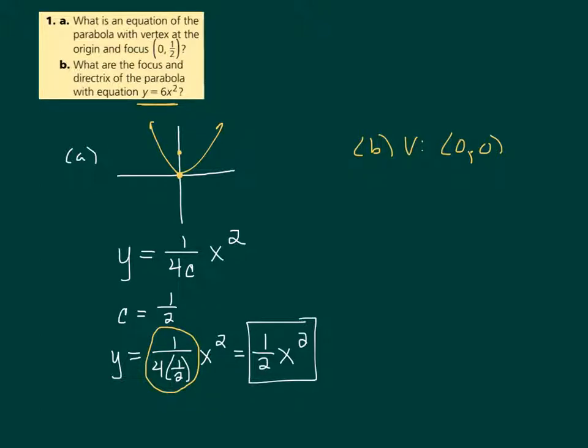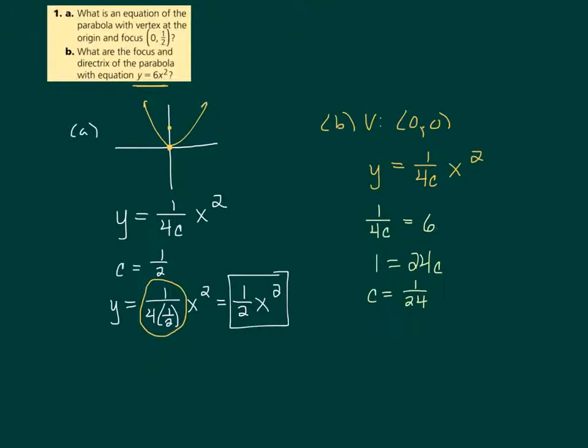But knowing what we know, it's got the same general form as in part A. Y equals 1 over 4c x squared. So what can we do? We can say that 1 over 4c in our particular example here should be 6. So we solve this. We get 1 is 24c. So c must be 1/24.